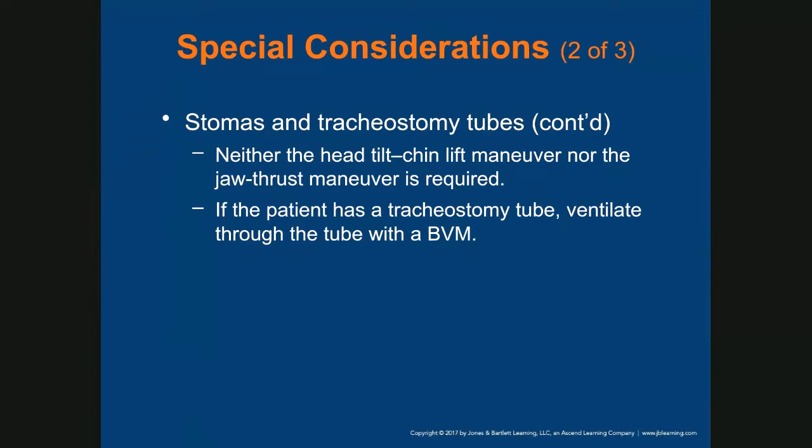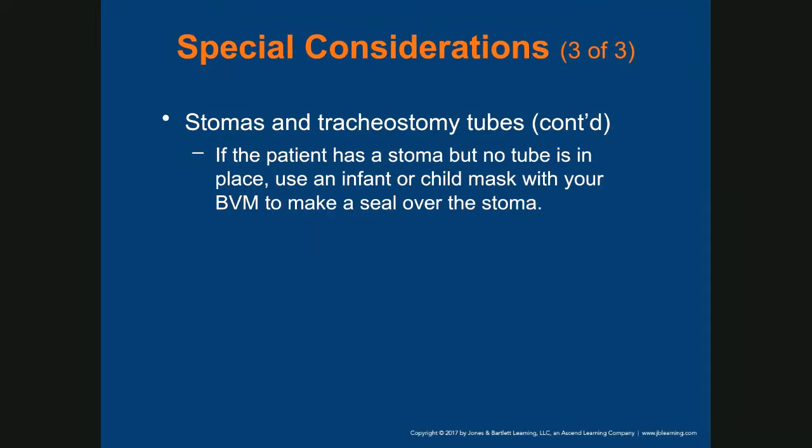Now, neither the head tilt chin lift nor jaw thrust is required. If the patient has a tracheostomy tube, you can ventilate through that tube because it has a connection for the BVM. If the patient has a stoma but no tubes in place, use an infant or child mask with your BVM to make a seal over the stoma.